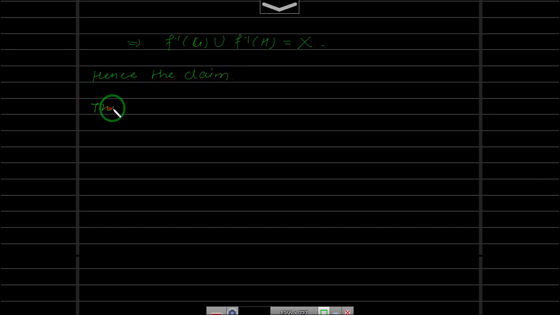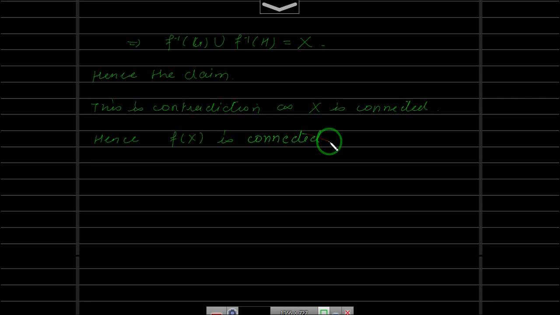This is a contradiction. Why is this a contradiction? This is a contradiction because X is connected. Because in our hypothesis, X was connected. We assumed that f(X) is not connected and we got this contradiction. And hence our space f(X) is connected.